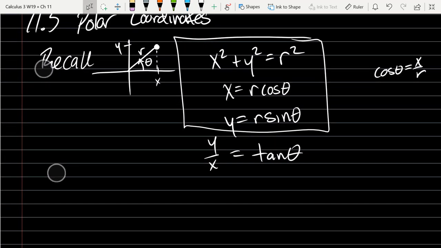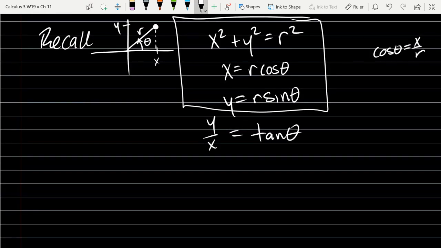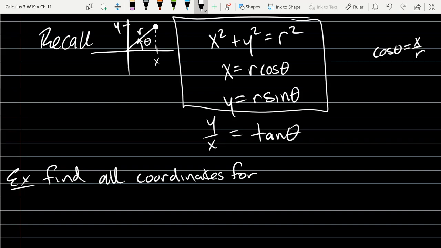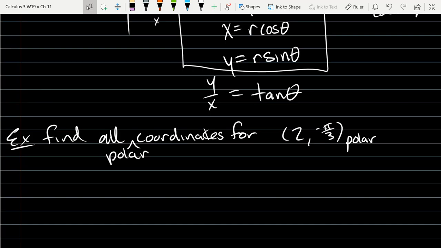So let's start out with just a coordinates question. Find all polar coordinates for (2, negative pi over 3), and this is already in polar. So we have an r and a theta.